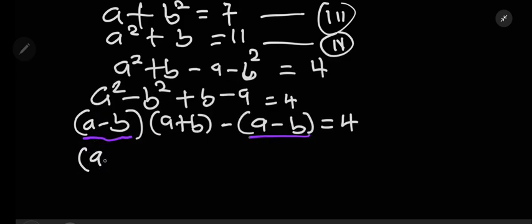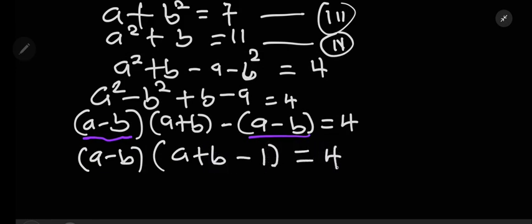So when you factorize a minus b, then you have a plus b minus 1 equals 4. All right, now we have the product of two numbers to be 4. So (a minus b) times (a plus b minus 1) is equal to 4. Obviously, the two factors here are not equal, meaning that a plus b minus 1 is not equal to a minus b. And we need the product of two positive numbers that will give us 4.